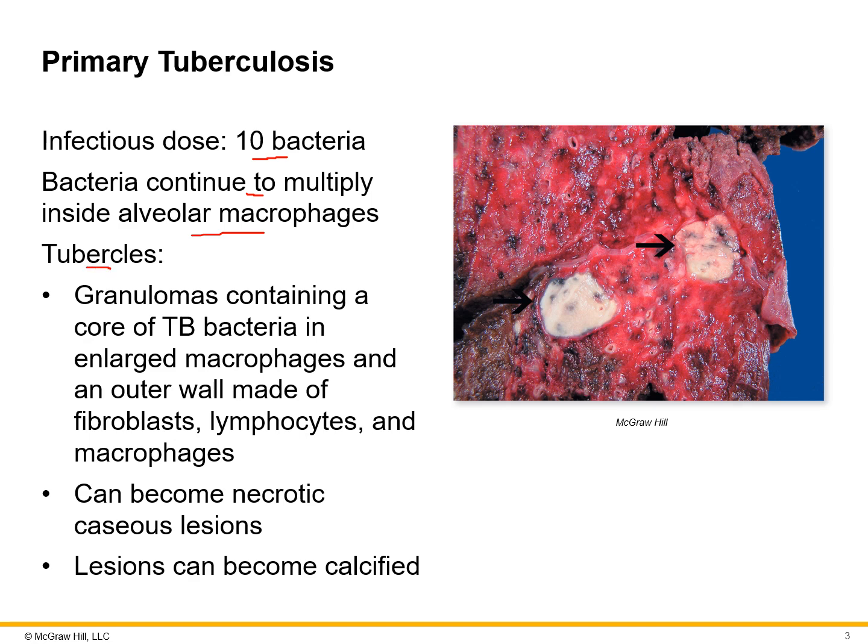They cause tubercles, which are granulomas containing a core of these tuberculosis bacterium in the enlarged macrophages. That's what we're seeing here in this figure. They have this outer wall made up of fibroblasts, lymphocytes, and macrophages. So they become necrotic and cause these lesions to occur, and then the lesions can calcify. So again, this calcification is what we're seeing here as well.